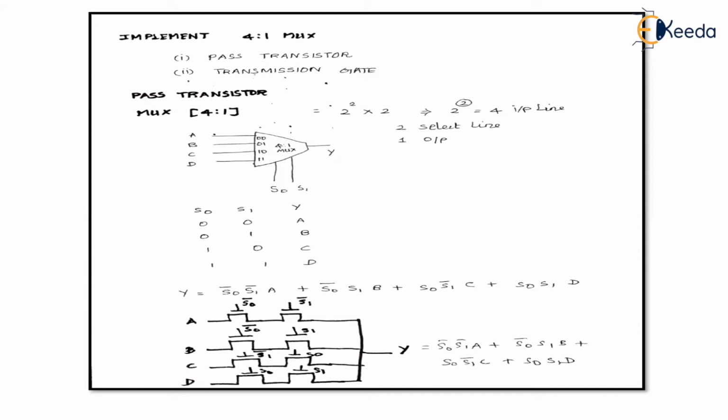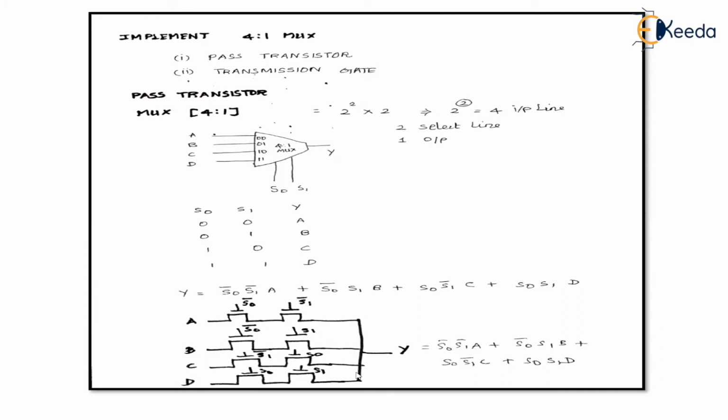What is it? S0 bar, S1 into B. What is the data? Data is B. Now for B, what are the two more literals there? S0 bar and S1. Connect to N MOSFETs, or two pass transistors in series. So you'll be getting B into S0 bar into S1 at the output.